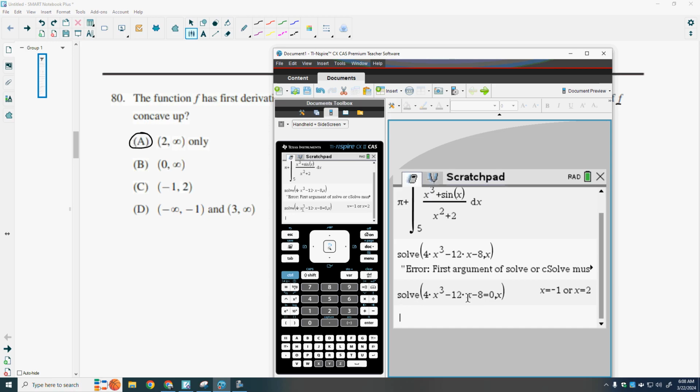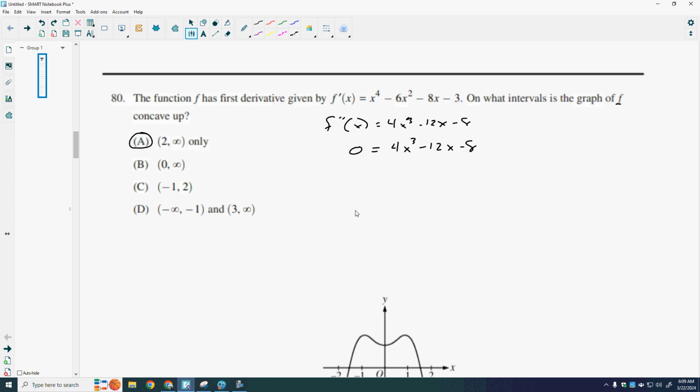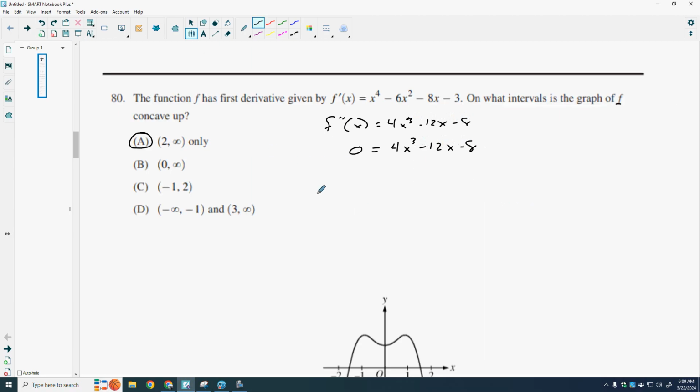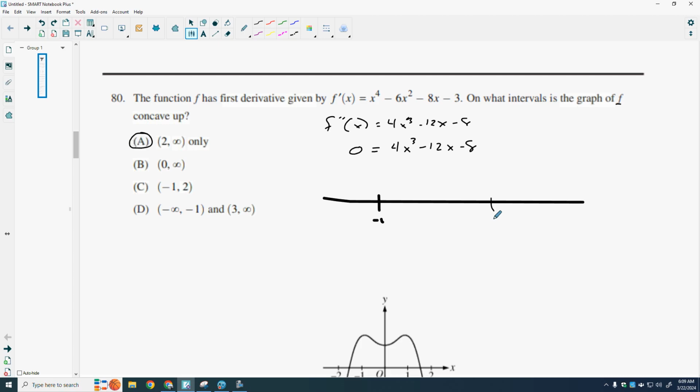So negative 1 or 2. So which one's right? Now here's where solving is not great. I don't have to go to a number line, but it would probably help to go to a number line then. I would go number line, negative 1, number line 2. I would plug in values to the left of negative 1, I'd plug in values between negative 1 and 2, and I'd plug in values greater than 2, and I'd find out which region is positive.